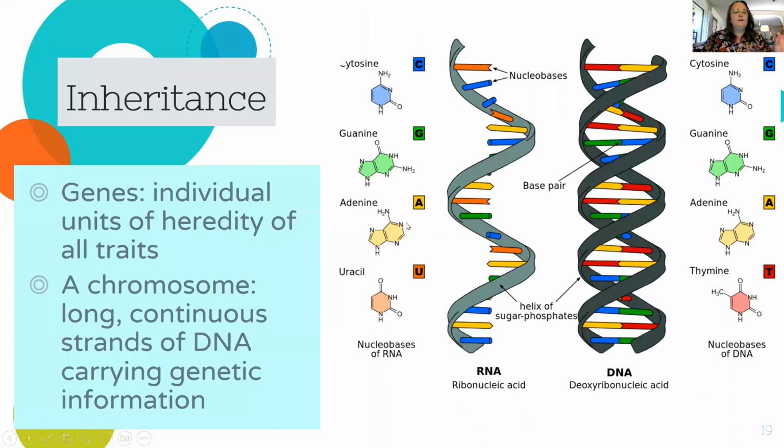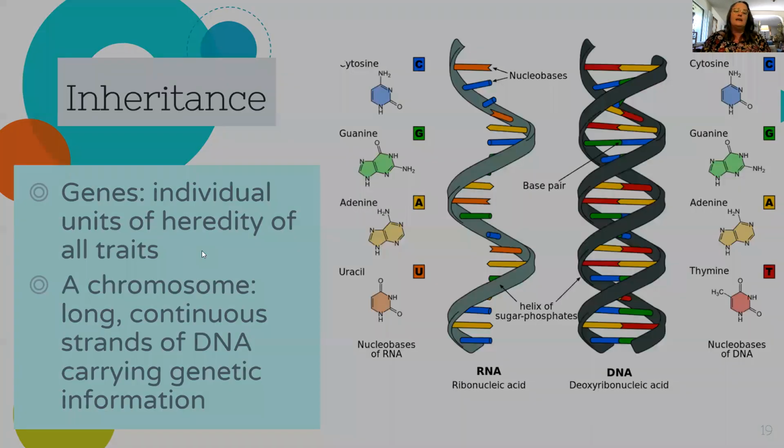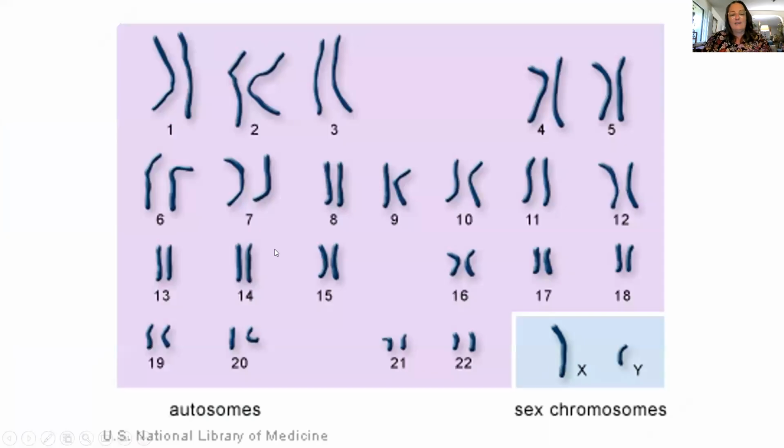Inheritance, we're just going to briefly remind you, I know you've learned this in your prerequisite classes. When we're looking at genes, these are our individual units of heredity, and they are on a long strand of a chromosome, and it has continuous strands of our DNA, and that's what carries our genetic information. And we get half from our mom and half from our dad.